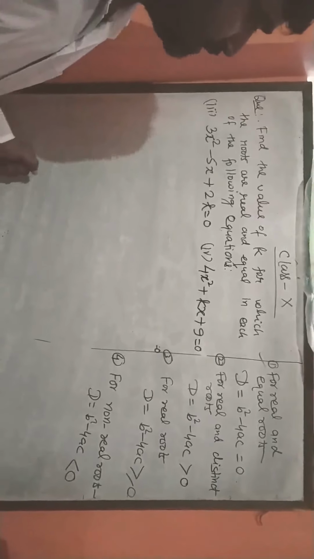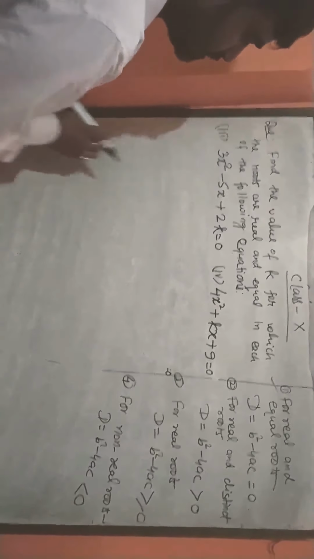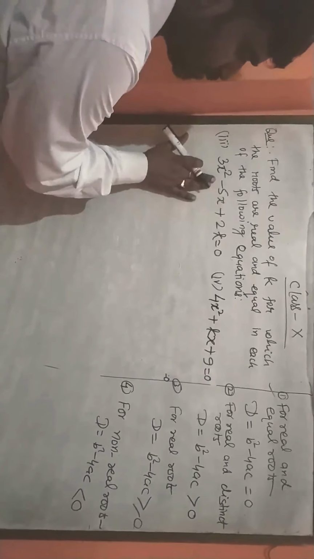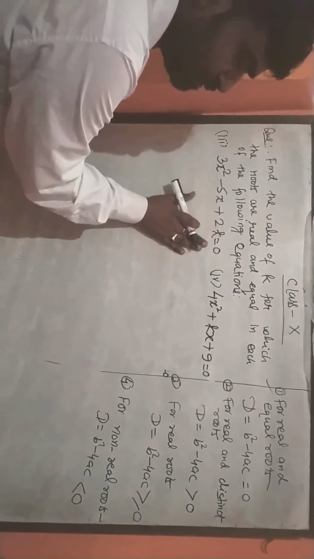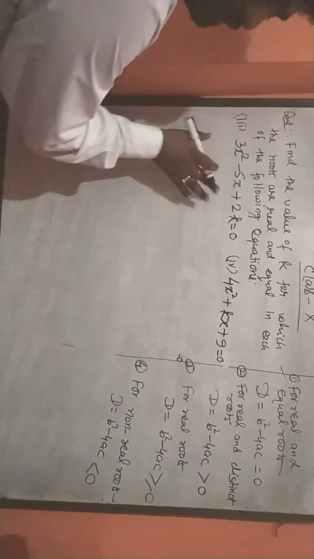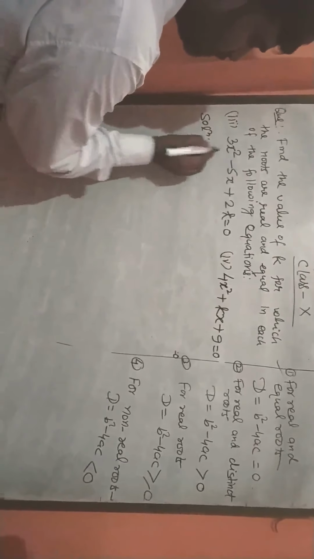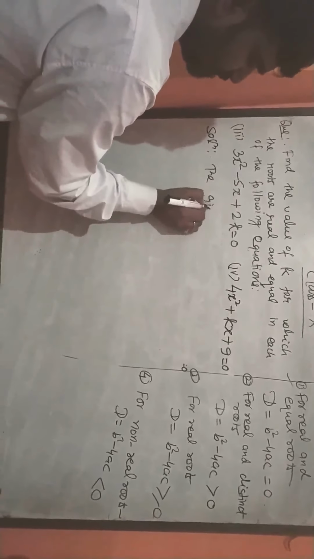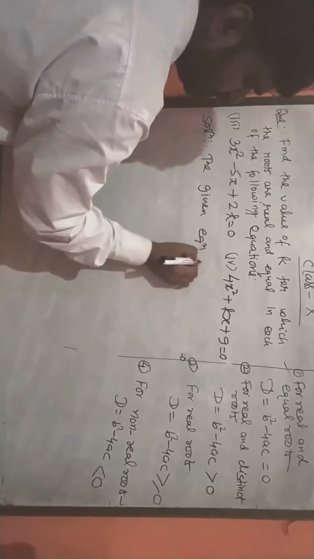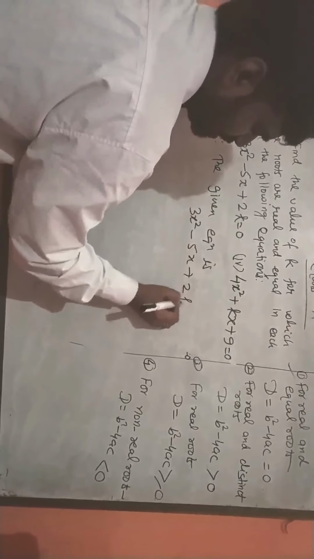Next, find the value of k for which the roots are real and equal in each of the following equations. Question number 3 is 3x square minus 5px plus 2k equal to 0, and the fourth is 4x square plus kx plus 9 equal to 0. So first we take the third. First of all, write the solution. The given equation is 3x square minus 5px plus 2k equal to 0.